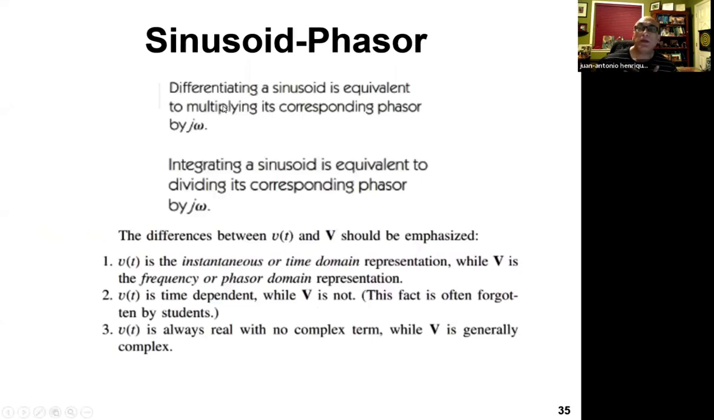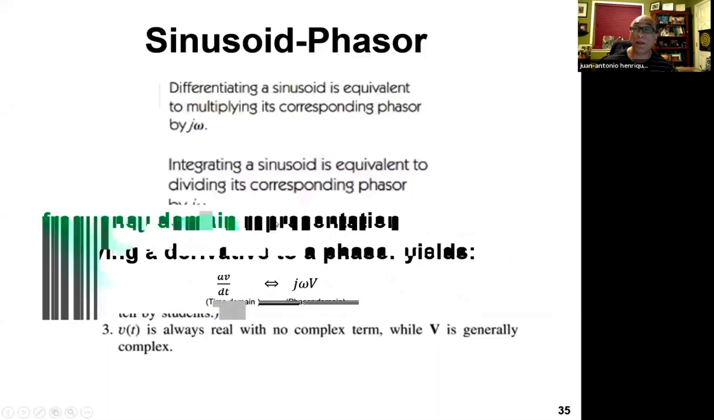So again, this is what I just mentioned. Differentiating a sinusoid is equivalent to multiplying the phasor by j omega. Integrating a sinusoid is equivalent to dividing the phasor by j omega. So the difference between v(t), the time domain representation of the voltage in this case, could be current, and the phasor should be emphasized. v(t) again is the instantaneous or time domain representation, while boldface V is the frequency or phasor domain representation of the same signal.